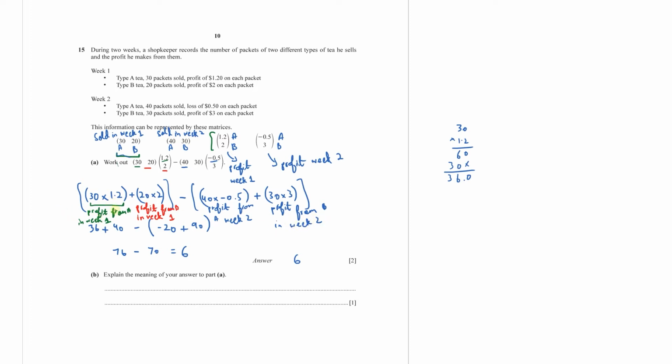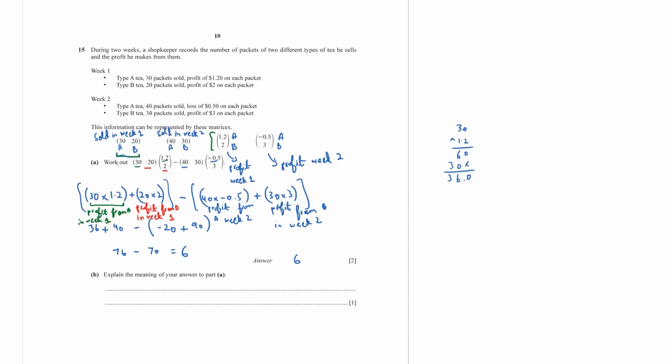So now you're adding the profit from A in week 1 and profit from B in week 1. So this is your total profit in week 1 that you made from these two types of tea that you sold, A and B. And this is the total profit you made from both types of tea, A and B. You're adding them together. So this is the total profit made during week 2. And then you're subtracting the two values. So you're subtracting the profit made in week 2 from profit made in week 1.